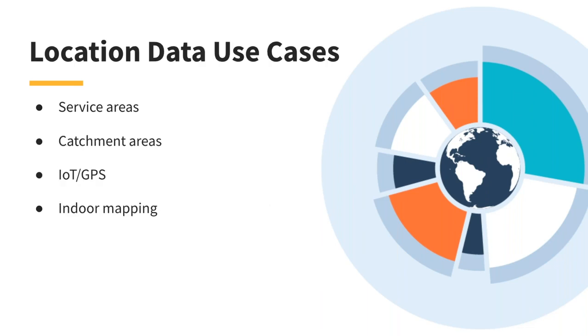Use of geospatial data goes well beyond a lat-long point, as many of you probably have started to discover. And you can do much more intelligent uses of location information, and we'll talk about a few of those examples today, including service areas, catchment areas, IoT and GPS, and indoor mapping.